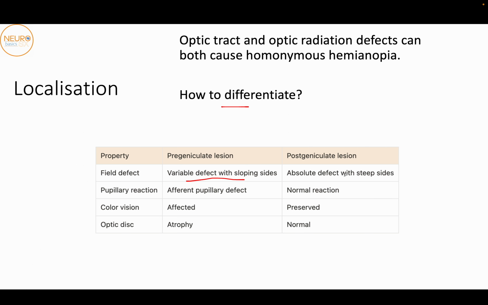On the other hand, in the postgeniculate lesions, you should get an absolute defect with steep sides because there's no turning happening of the radiation after the lateral geniculate body. Also, the fibers which supply the pupillary reaction, which go to the pretectal nucleus and the Edinger-Westphal nucleus, have left the lateral geniculate body before the visual pathway reaches that region, which is why a pregeniculate lesion will also cause a problem with the pupillary reaction, but a postgeniculate lesion will not. Color vision will be affected with the pregeniculate lesions, but not with postgeniculate lesions, and the optic disc will be atrophied with pregeniculate lesions because it is a direct continuation up to the lateral geniculate body, but because this is a second order neuron, the optic disc will be normal in postgeniculate lesions.